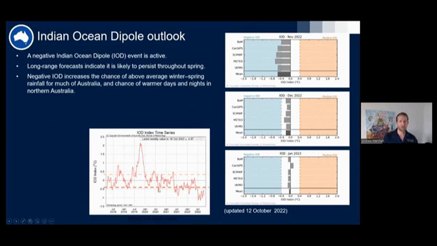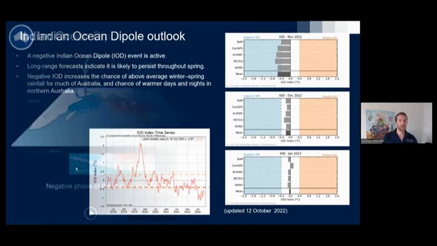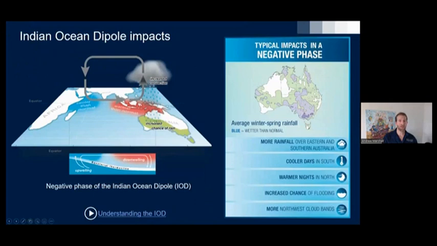And since then, we have been hovering around the neutral IOD index, but the last year and the last few months, as I said, we've had a negative Indian Ocean Dipole. So it's been a relatively strong negative IOD this year. And the impacts of that are typically increased chances of rainfall over southern and parts of eastern Australia and parts of western as well. So you can see here, this map on the far right shows the typical impacts for a negative IOD phase. So you can see there, generally blue represents wetter than normal conditions.